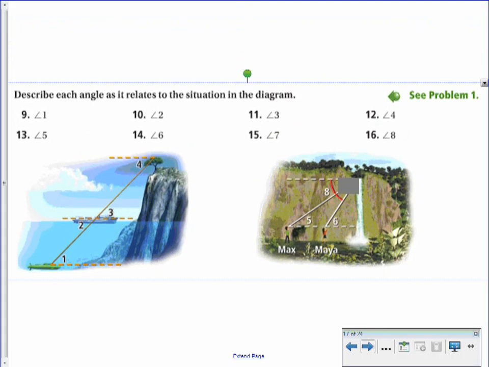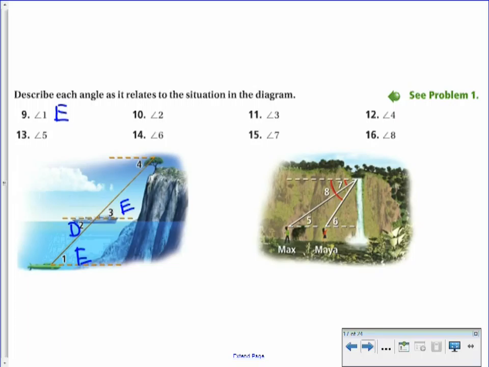All right, so number 1, elevation or depression? Elevation. What about number 2? Depression. Look down out of the boat. Number 3, elevation. And 4, hold on.